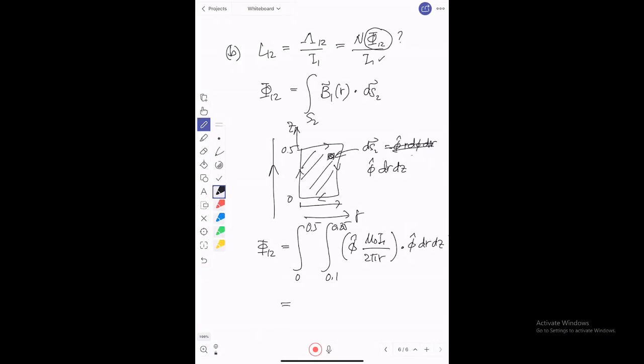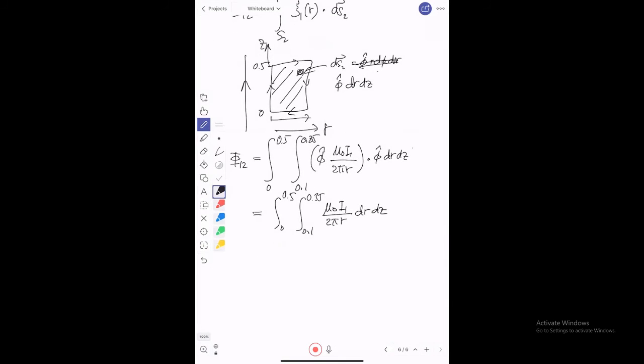Then we end up with 0 to 0.5, 0.1 to 0.35, and phi hat is gone because it's the dot product. So what do I have now? What we have is basically mu 0, which is known, I1, which is known, divided by 2 pi r dr dz. I can go ahead and integrate the dz first. Nothing is a function of z here, so it's simply multiplied by 0.5.